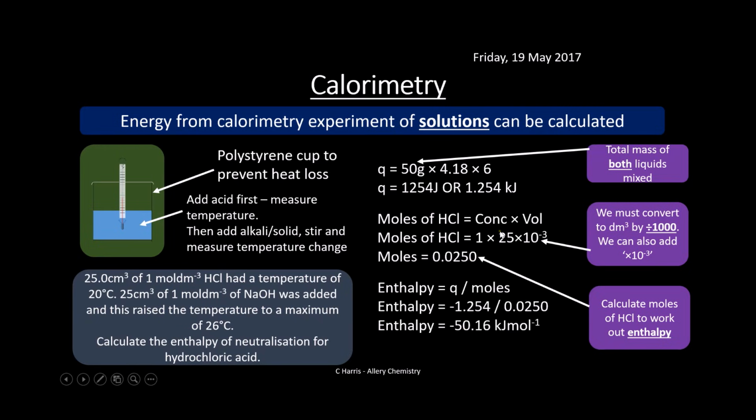Once we've done that, we work out our enthalpy change. Enthalpy is energy divided by the number of moles. Because this is an exothermic reaction, we put a minus in front of the energy. If it was endothermic, you just keep it positive. 1.254 divided by 0.0250, the number of moles. Enthalpy in this case is minus 50.16 kilojoules per mole. Okay, so make sure you're able to calculate that. You can see this one's slightly different from the experiment that we've seen just previously.